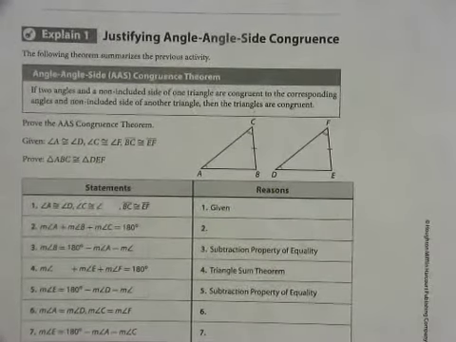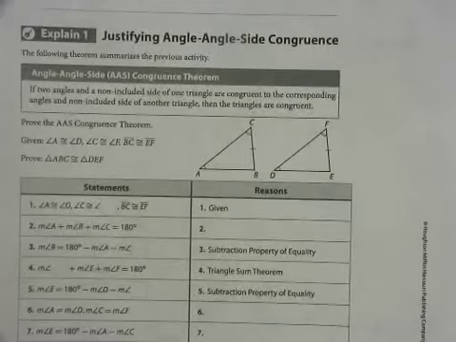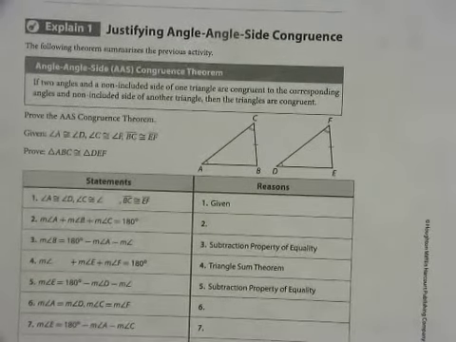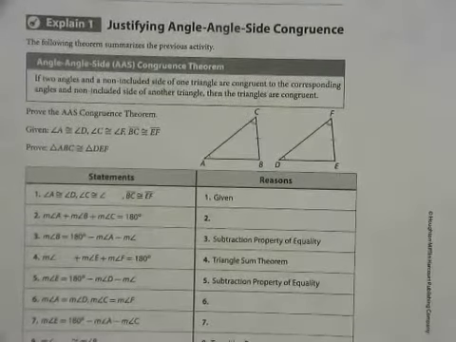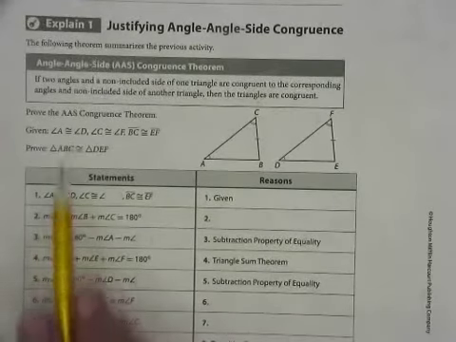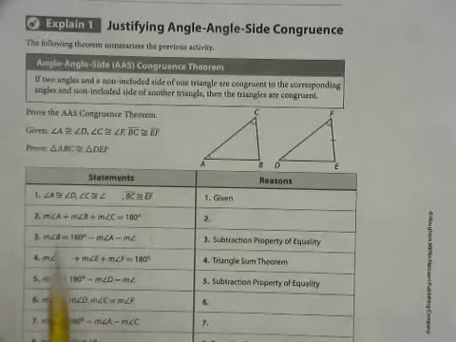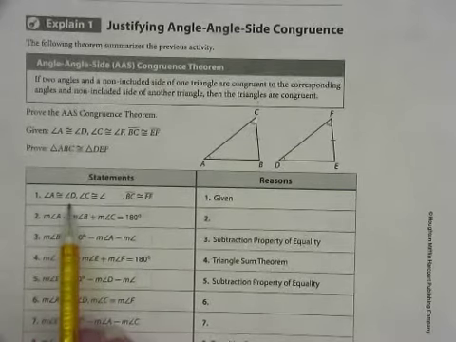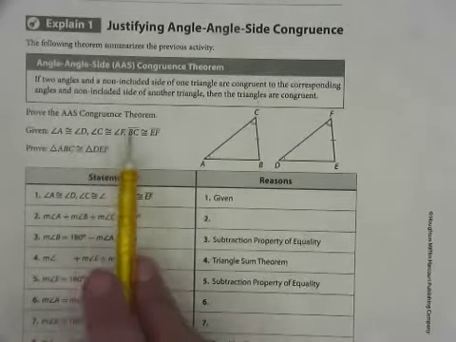So we have the angle-angle-side congruence theorem. If two angles and the non-included side of one triangle are congruent to the corresponding angles and non-included side of another triangle, then the triangles are congruent. And so we just did an explore to justify that, and here we're doing a proof of it.